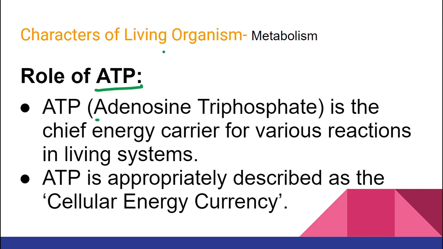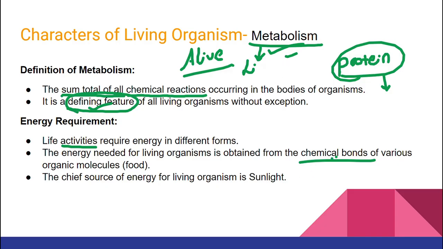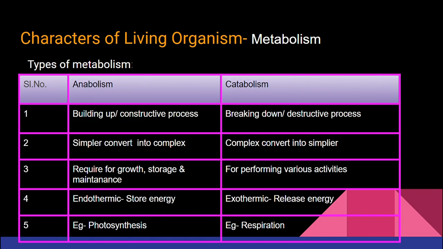What is the full form of ATP? That is adenosine triphosphate. Tri means 3. Adenosine is your nitrogenous base, right? See here, I am showing you a bond. Whenever this bond is broken down, only then is your energy produced. This is what I meant by this sentence. Now the chief source of energy for living organisms is sunlight. Write in the comment box why I have written that the chief source of energy is sunlight. Now we have already seen anabolism and catabolism.